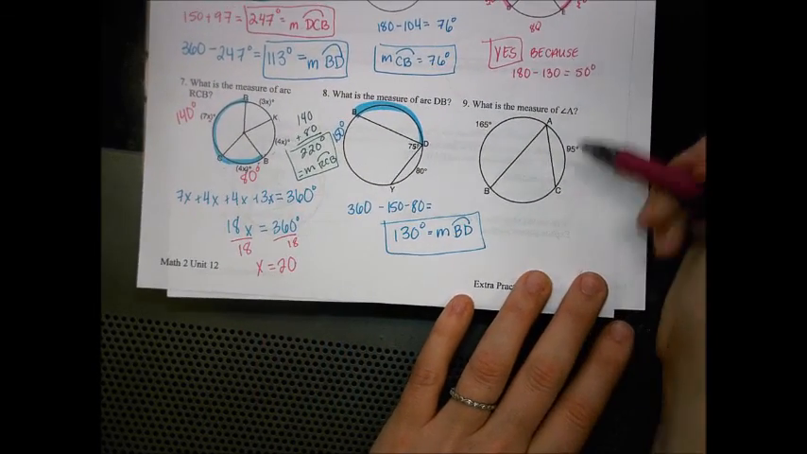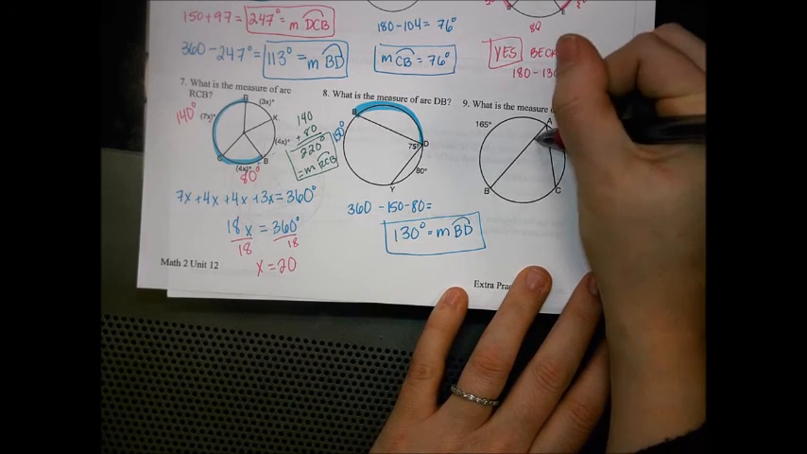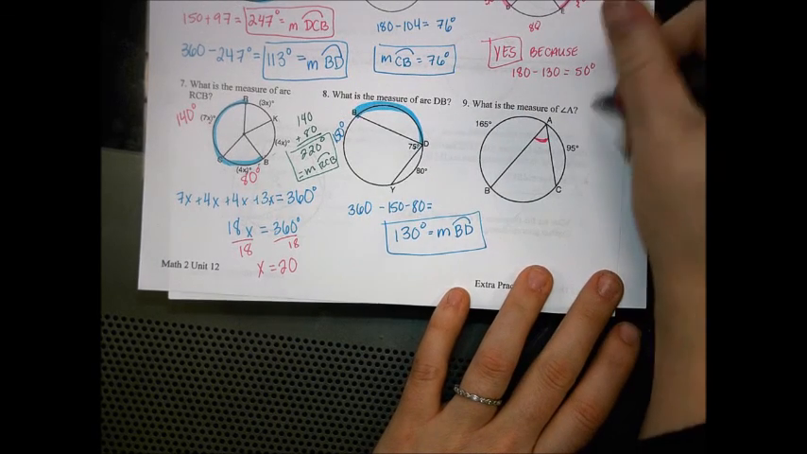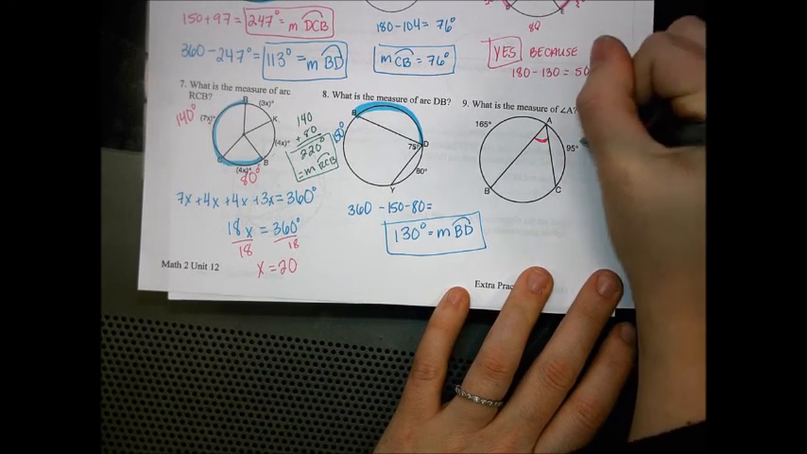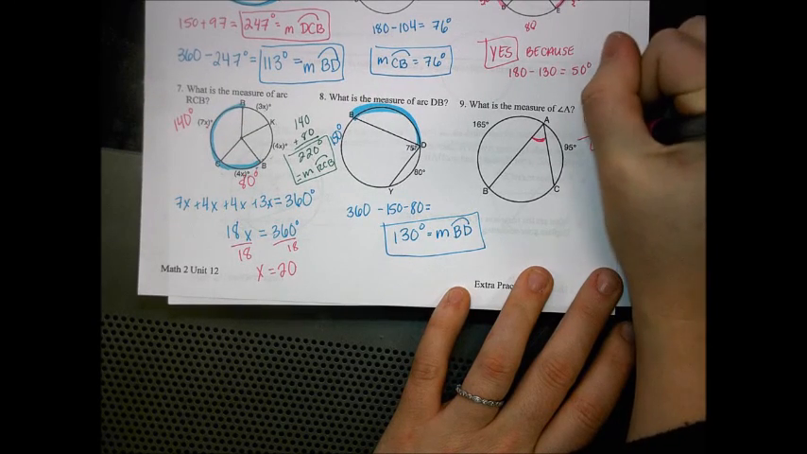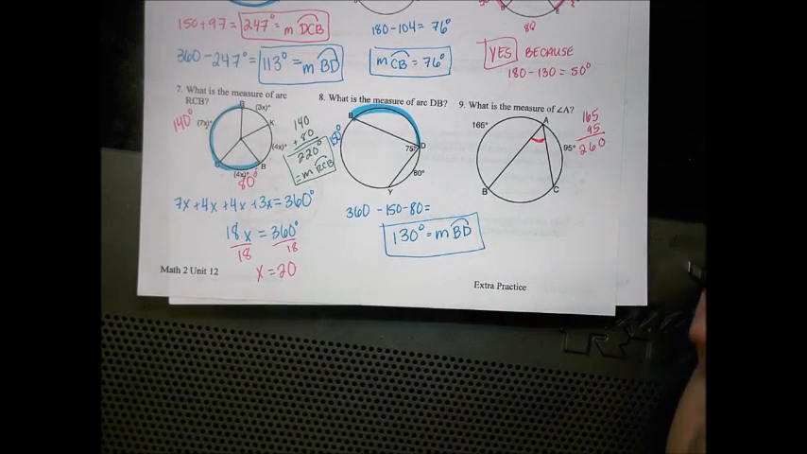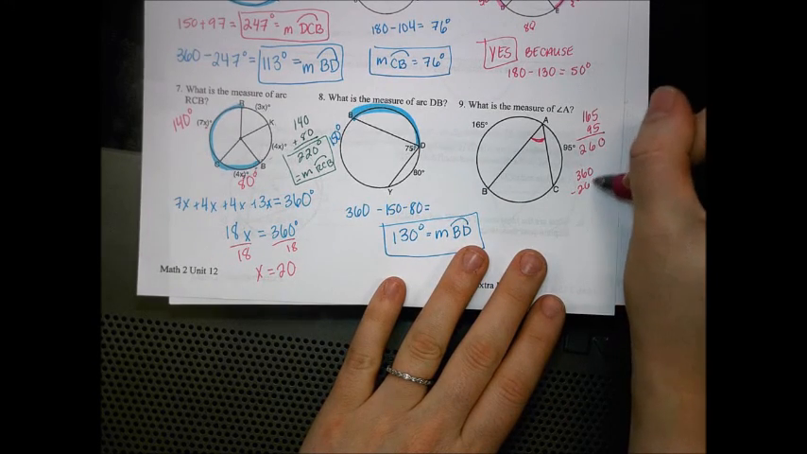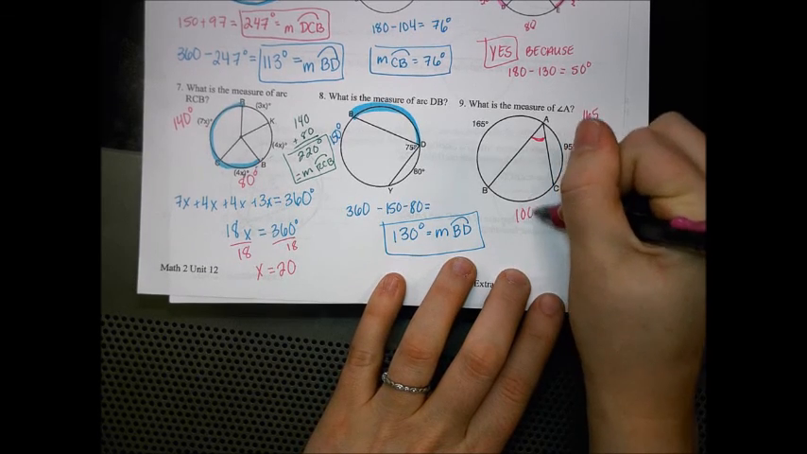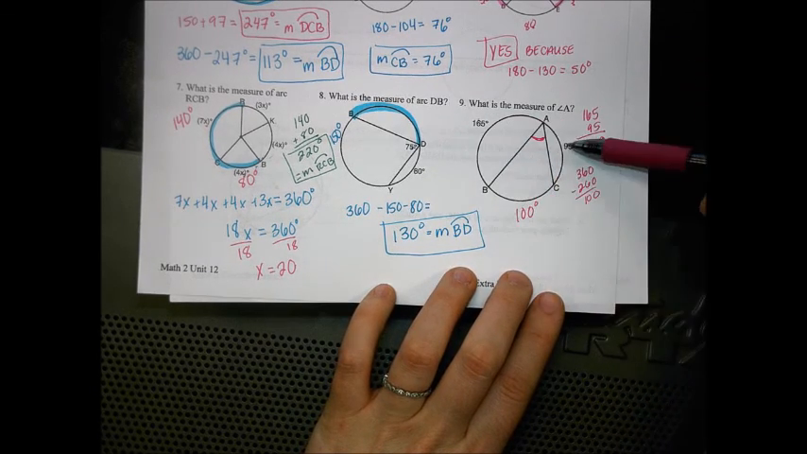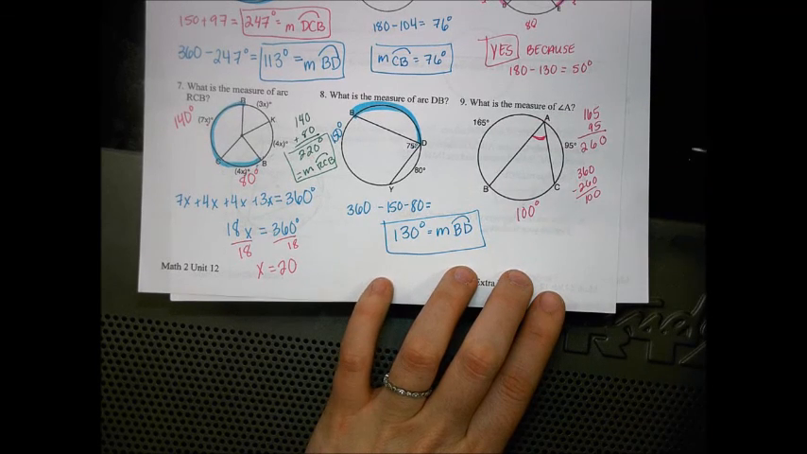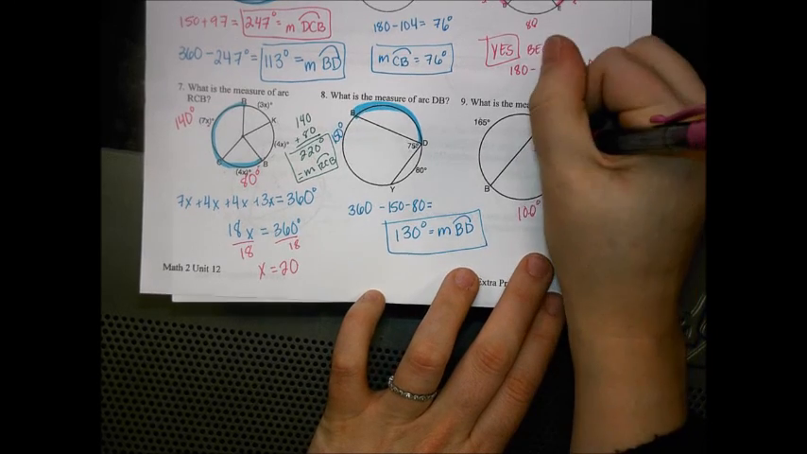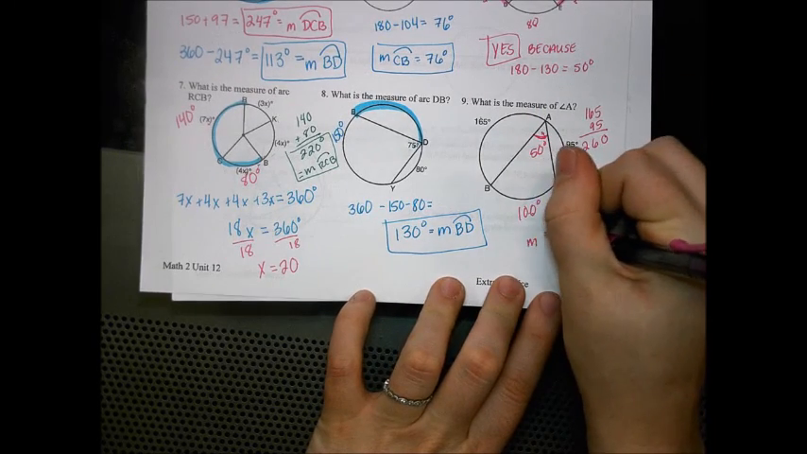Number 9. What is the measure of angle A? Well, in order to find angle A, I need to know arc A, because I only know arcs here. So I can add up 165 and 95, which is 260, and then subtract from 360. 360 minus 260 is 100, which means this leftover angle is 100 degrees. If I add all three of these together, all the way around the circle should equal 360 degrees. This is an inscribed angle. An inscribed angle is half of the arc, so angle A is 50 degrees.